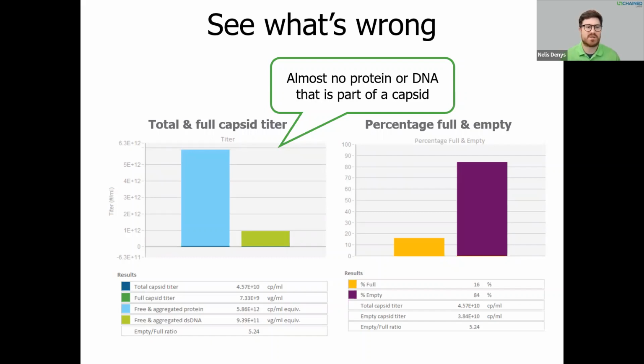But for final titers, Stunner has also picked up that messy DLS signal and used it to divide up that protein and DNA bars into what's actually coming from capsids at the right side. And so that's here, practically nothing is there because the light green and the light blue are what is free and aggregated. So UV-Vis alone would just tell you your total amount, nothing more. So you also need the DLS information to get the full story and see what is wrong.